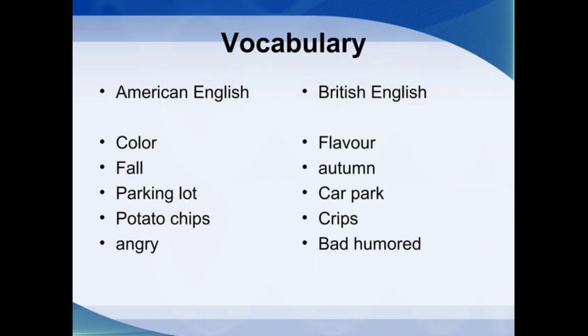Potato chips, American English versus crisps, British English. This difference involves the terminology for thin, fried slices of potato. Americans call them potato chips, whereas the British use the term crisps. Angry, American English versus bad-humored, British English. These words have similar meanings but different forms. Americans typically use angry to describe someone who is upset or irritated, while the British may use bad-tempered or bad-humored to convey the same idea.